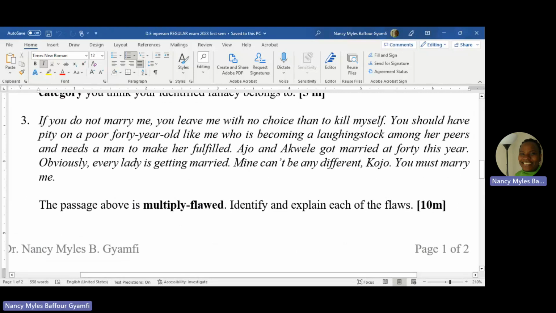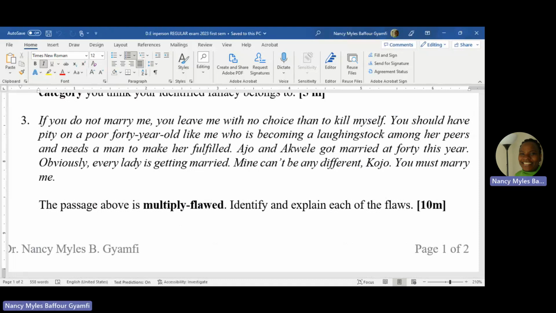Multiply flaw. We said the passage above has plenty of errors. Flaw means error. Multiply, it's multiplied. Plenty of flaws. That's the question. So the passage above has so many flaws in it. Identify and explain each of the flaws. If we go through, you see more than 3 or 4 of them.